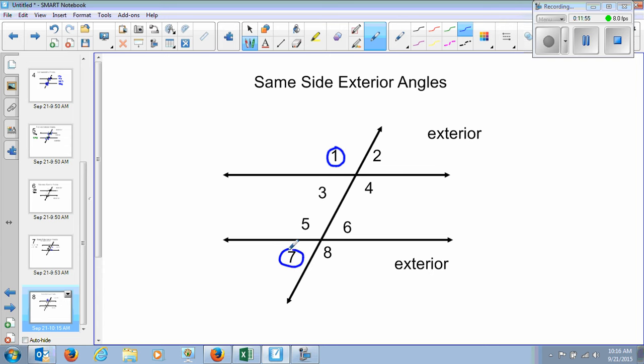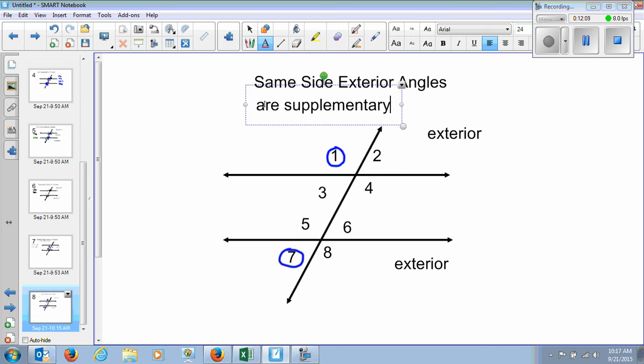Now again, like same side interior, I look, angle 1's obtuse, angle 7's acute. So these do not equal each other. Again, same side exterior angles are supplementary, which means that they sum to equal 180. So I could say angle 1 plus angle 7 equals 180. How do I know that's true? All I have to say, they're same side exterior angles.